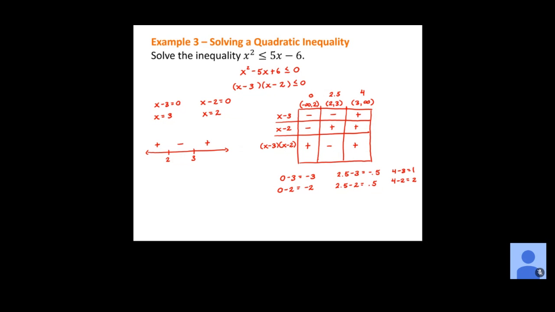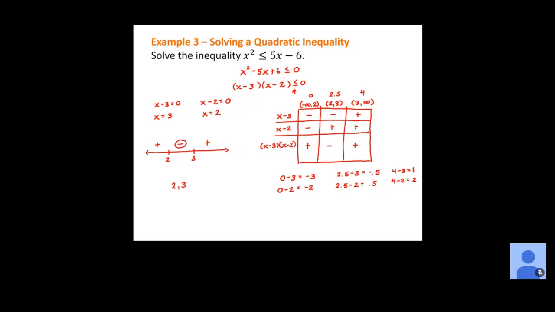Now, at that point, what we need to do is determine, do we want the negative values or do we want the positive values? So if we look back at our inequality, notice here, we want this to be less than or equal to 0, meaning that we want negative values. Well, the only interval that gives us a negative this time is this one right here between 2 and 3. So that tells us that our solution is just going to be the interval from 2 to 3.